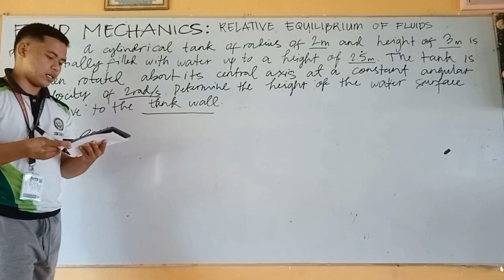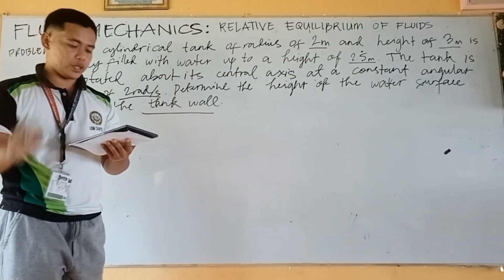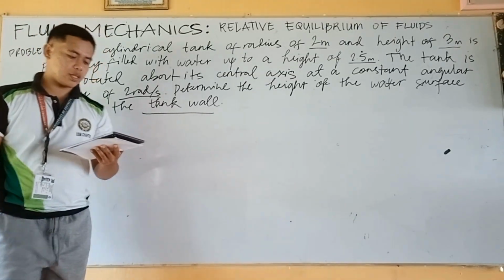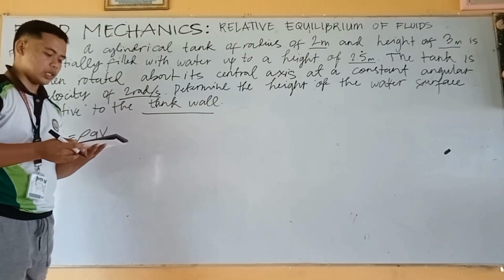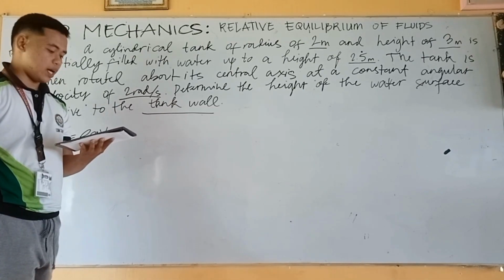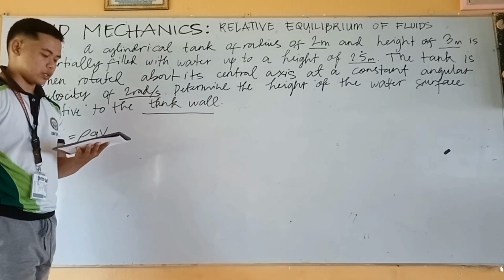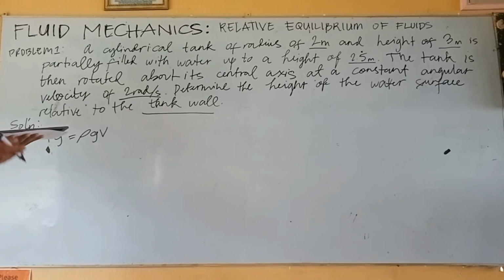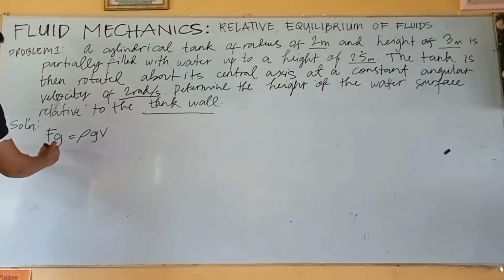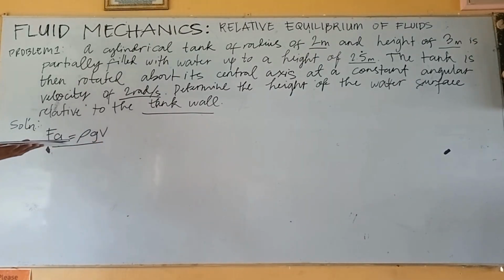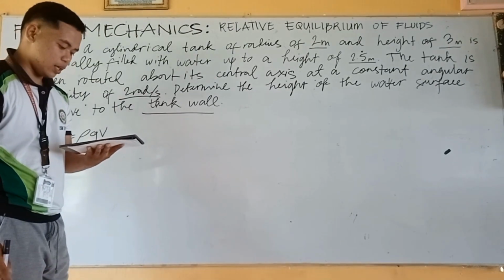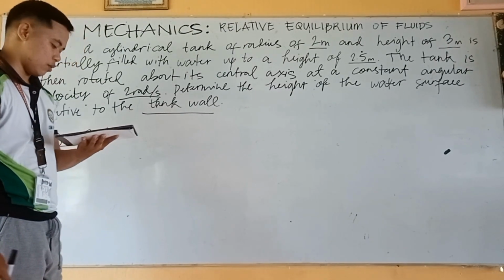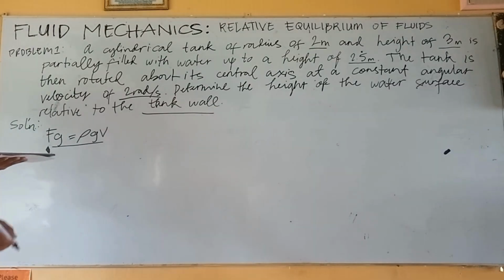The water in the tank is subjected to two types of forces: gravitational force and centrifugal force due to rotation. At equilibrium, the gravitational force is balanced by the centrifugal force. First, the gravitational force acting on the water is given by F_G = rho g V, where rho is the density of the water, g is the acceleration due to gravity, and V is the volume of the water. First, we need to get the volume of the water.